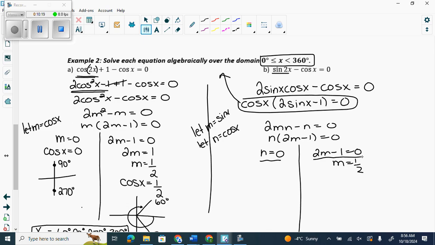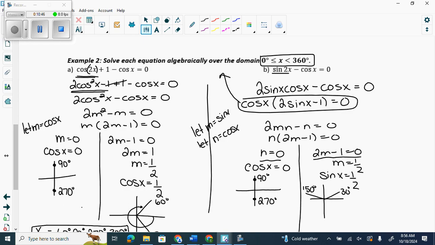All right. So we have cos x equals 0, and sine x equals a half. Cos x equals 0 we've already done, here and here. And then sine x equals a half in the positive sine quadrants, quadrant 1 and 2, at the 30-degree reference angles.